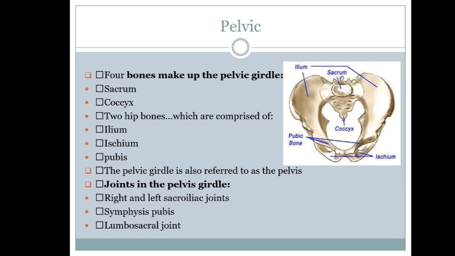So today we'll discuss pelvic motion. There are four bones that make up the pelvic girdle: the sacrum, coccyx, two hip bones (ilium, ischium and pubis). The pelvic girdle is also referred to as the pelvis. The joints in the pelvic girdle are the right and left sacroiliac joints, symphysis pubis and lumbosacral joint.